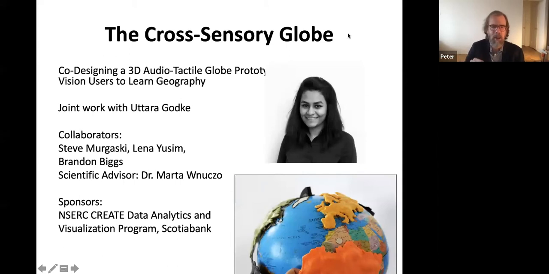Okay, so this is the cross-sensory globe: co-designing a 3D audio tactile globe prototype for blind and low vision users to learn geography. This was work with Uttar Godke, my advisee, but also collaborators Steve Mergasky, Lena Yusum, Brandon Biggs, and a scientific advisor, Marta Vnuchko, who's my current postdoc. Also sponsored by NSERC, the NSF of Canada, and also Scotiabank, which is a big banking financial entity up here.